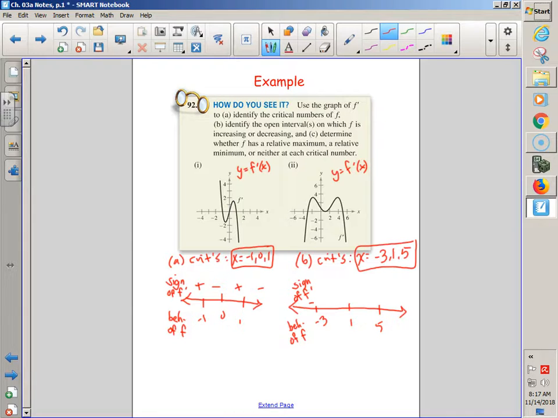But it's increasing. I don't care. I'm not looking for f prime's increasing. I'm looking for f's increasing. So I just care that it's below. So what's the sign in between -3 and 1? Positive. How about in between 1? Positive. How about in between 5 and infinity? Good, because it's below, above, above, below.